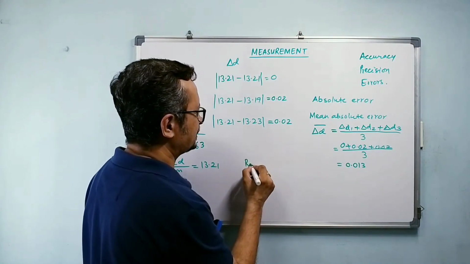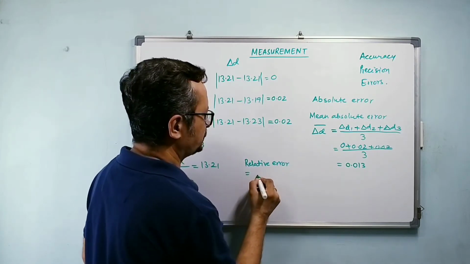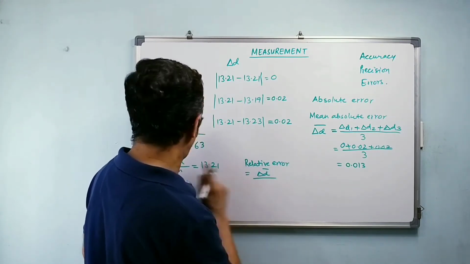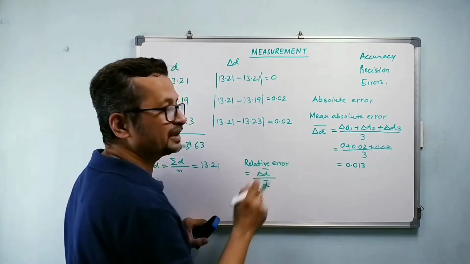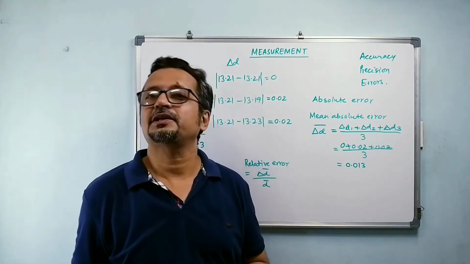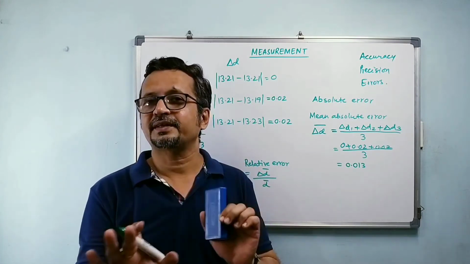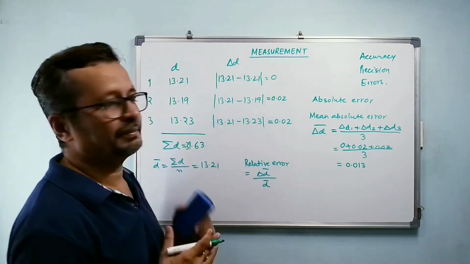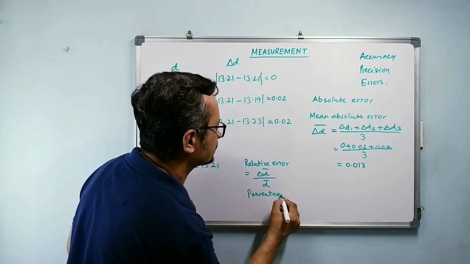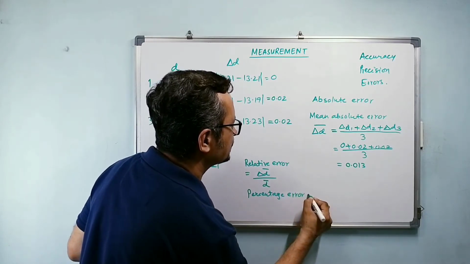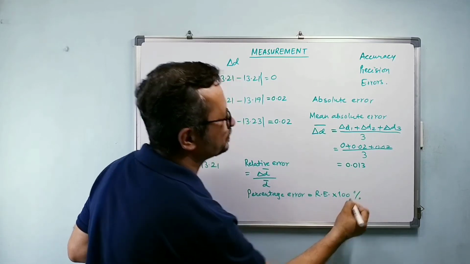So relative error is equal to delta D bar divided by this D bar, that is the mean value. So that is my relative error. And if I express this relative error as a percentage, then that would be the percentage error in measurement of diameter. Correct? So that is percentage error. That is relative error multiplied by 100, and that many percent.